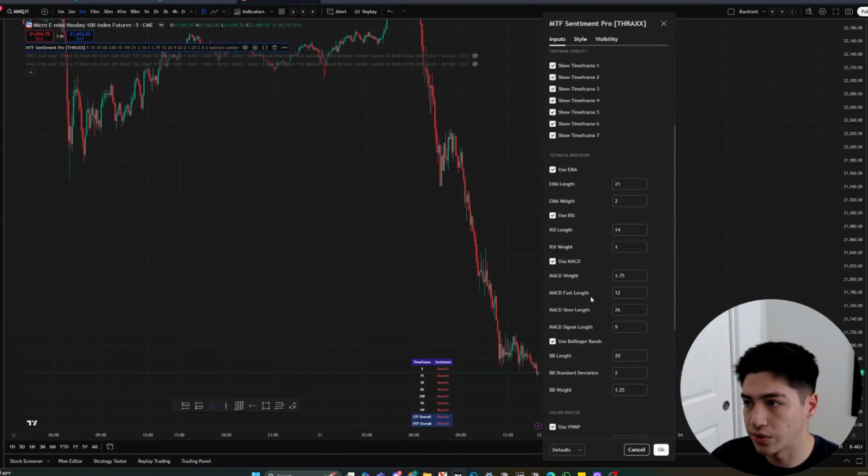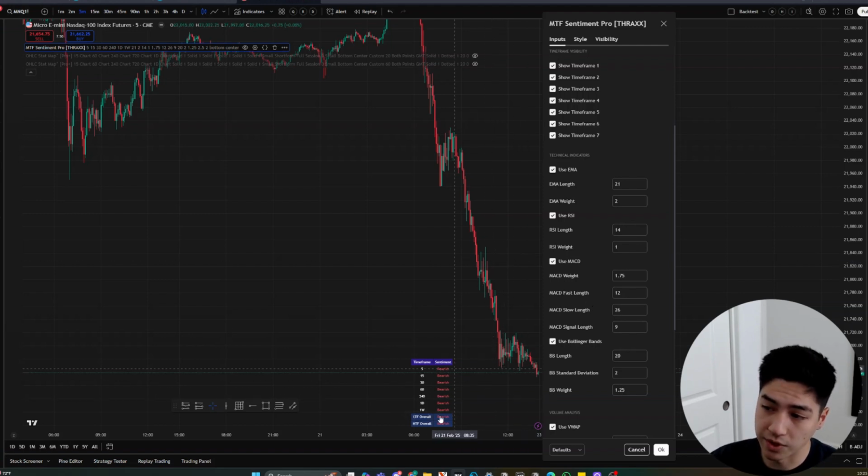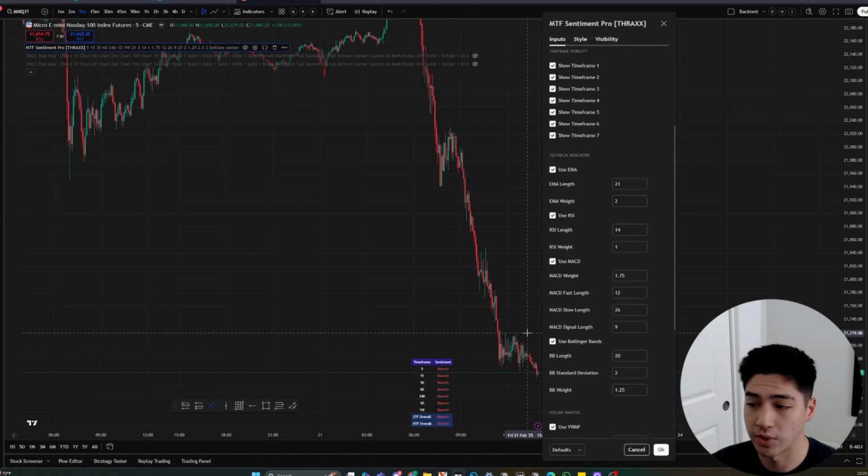And so the idea on how you want to actually use this is you want to use it to confirm the setups that you're taking. So let's say you're looking for a long position. It would make a lot of sense if the sentiment for all the time frames are bullish. You're going to take a long, everything's looking bullish, lines up, it makes sense. Vice versa for when you're looking for a short. If the sentiment overall for the lower time frame or higher time frame is bearish and you're looking for shorts, it's going to make a lot of sense, right?